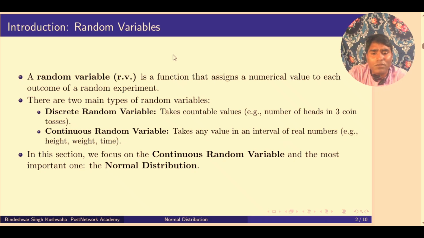Now in this section we will focus on continuous random variable and the most important one, normal distribution. As I might have explained, normal distribution is the hidden engine of AI and machine learning. So this distribution is very important in statistics, probability distribution, machine learning, generative AI, and deep learning. In all cases, it must be applied somewhere.